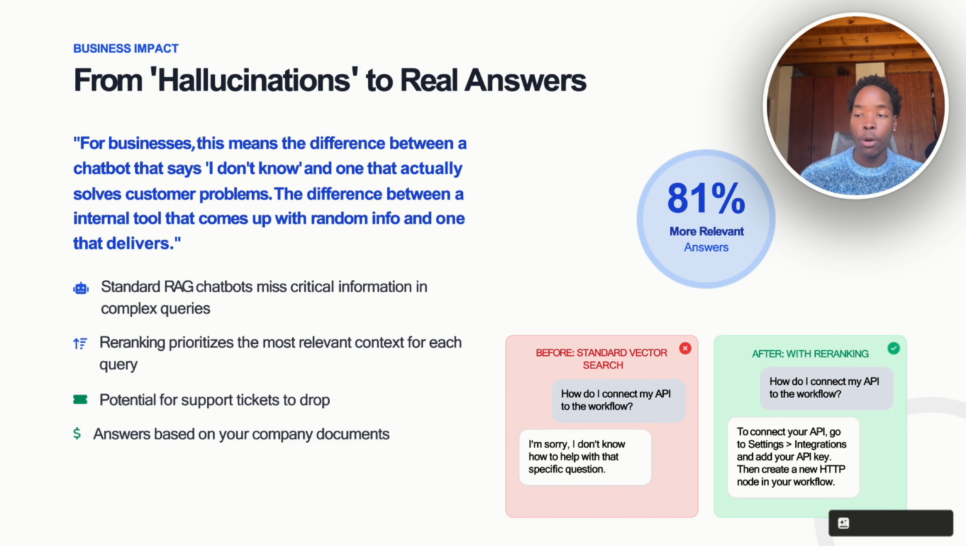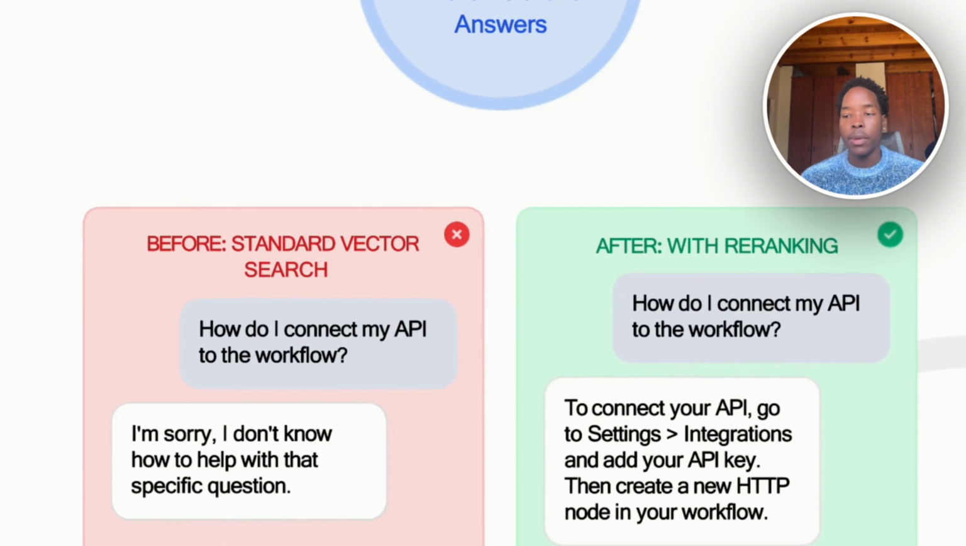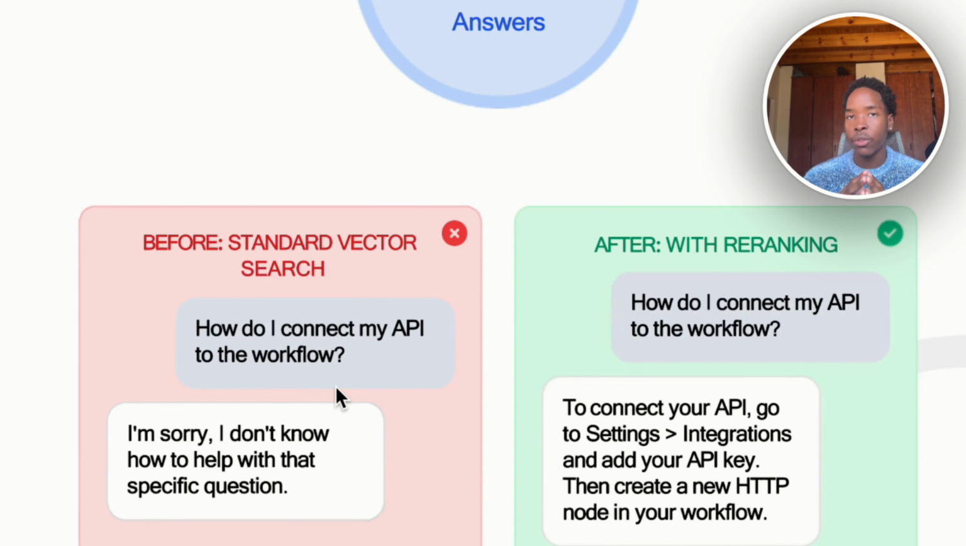So before, with standard vector search, you ask, how do I connect my API to a workflow? You've got some documents in your database that show how to connect APIs. Before, it'll say, I'm sorry, I don't know how to help with that specific question, because it'll probably bring back so many things that it could just confuse the LLM. And after, with the re-ranking, it'll give you the exact answer.